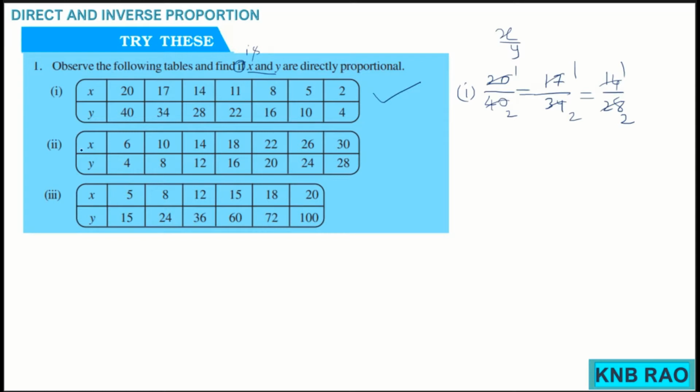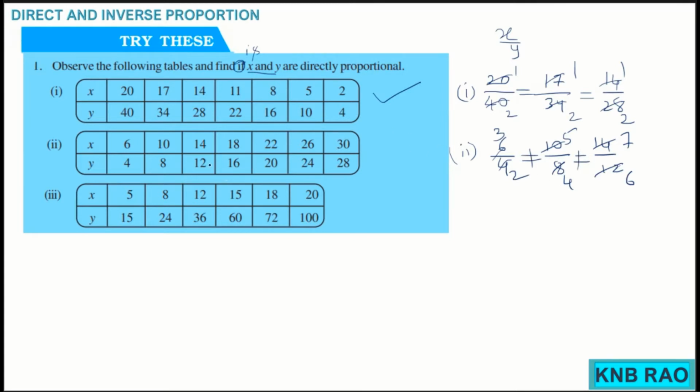Coming to the second one. In the case of the second one, 6 upon 4, which is x1 by y1, 10 by 8, 14 by 12. If you look here, 2 3s are 6, 2 2s are 4, 2 5s are 10, 2 4s are 8, 2 7s are 14, 2 6s are 12. You know, 3 by 2 is not equal to 5 by 4, not equal to 7 by 6.